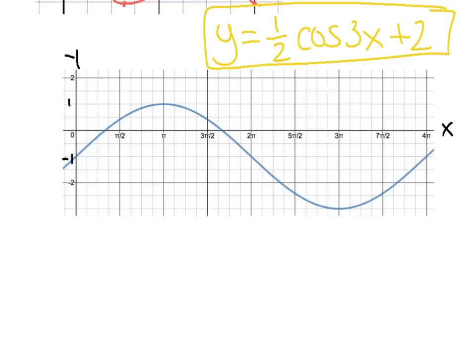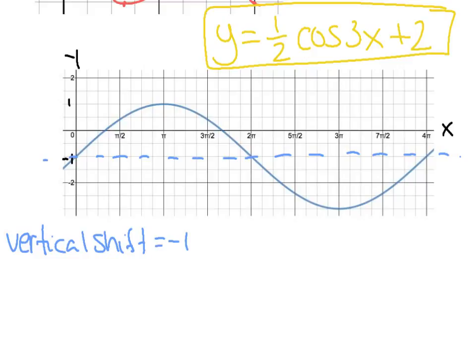So the first thing I want to do is find my vertical shift. I'm going to look to see where my graph gets cut in half. And my graph gets cut in half at negative 1. So my equation shifted down 1.